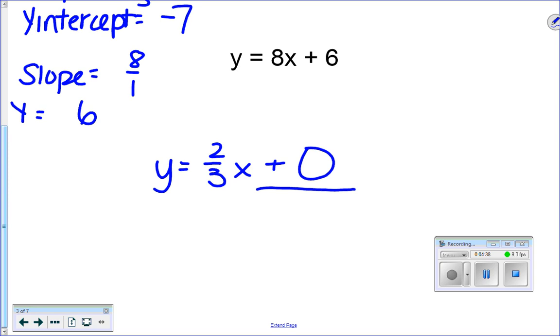So if I do this one, what would be my slope? Okay, what's my y? 4. If I had a -4 here, it would be -4. Okay, good so far? All right, so now how are we going to use this?